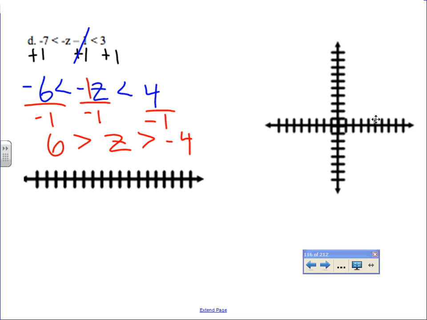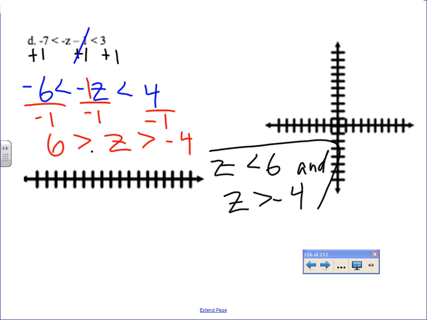Let's split it up now. Those of you that weren't good at that, pay attention, please. We're going to split it up because it's an and compound inequality. So we're going to read this backwards or use symmetric property, flip this whole thing around. So this really says z is less than 6. Write the z on the left, flip this around, write your 6 on the right. And z is greater than negative 4.